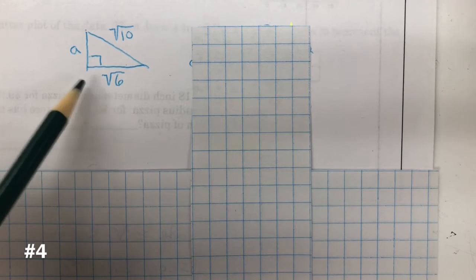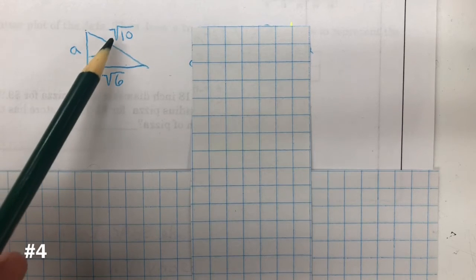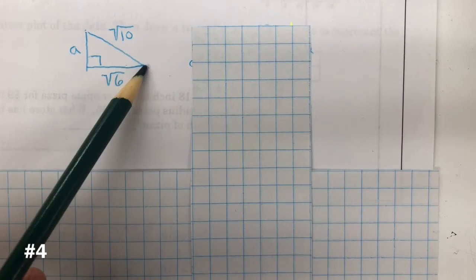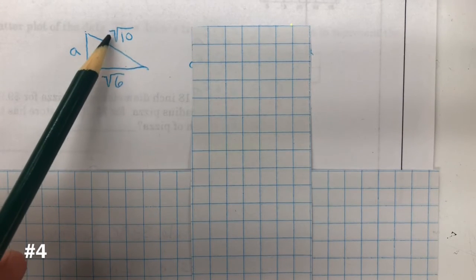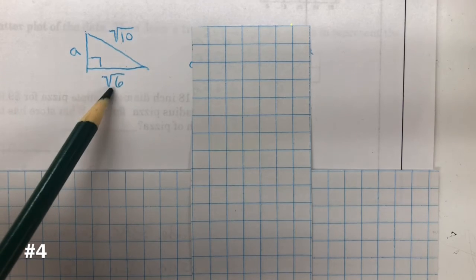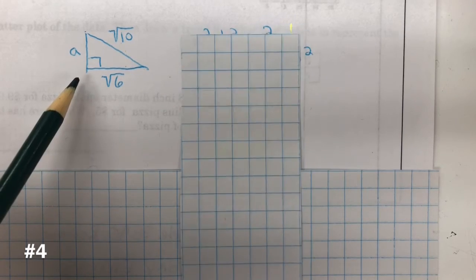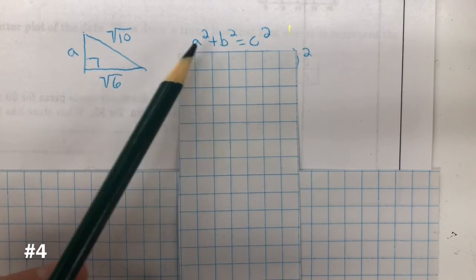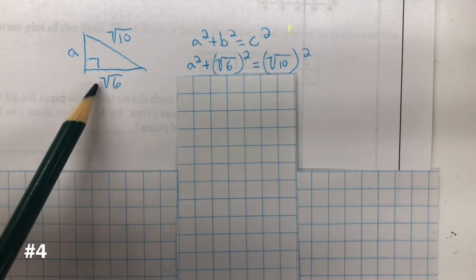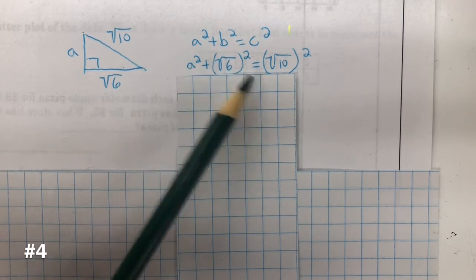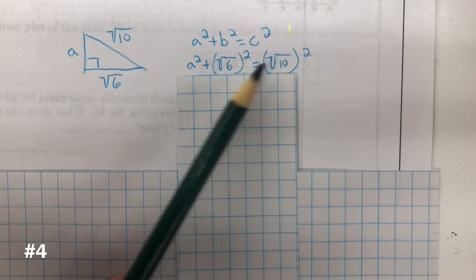The second possible way to set up with these given lengths is with the square root of 10 as the hypotenuse. Remember, the square root of 6 cannot be the hypotenuse because the square root of 10 is greater than the square root of 6, and the hypotenuse is always the greatest length. So we use, again, Pythagorean theorem. A squared plus b squared equals c squared. So we have a squared plus the square root of 6 squared equals the square root of 10 squared. These are inverse operations, so they cancel each other out.